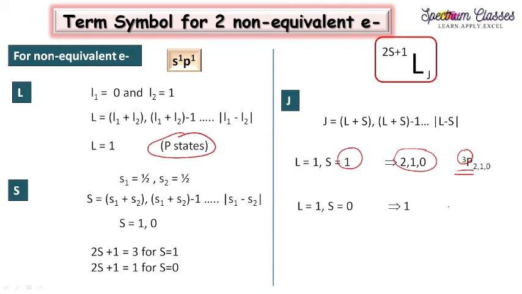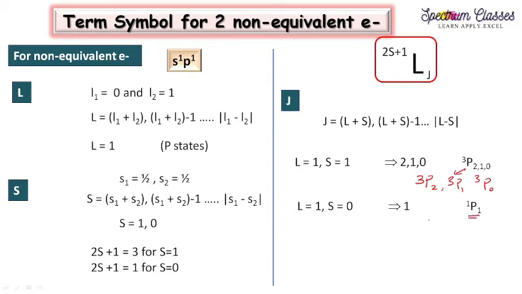And for this, we are getting the other term which is 1P1. P stands for this L is equal to 1. And for multiplicity, we are having 1, 2S plus 1. And J is this. Here we are having four different terms. So it can also be written like this: 3P2, 3P1 and 3P0. So it splits into three energy levels. It splits into one only.